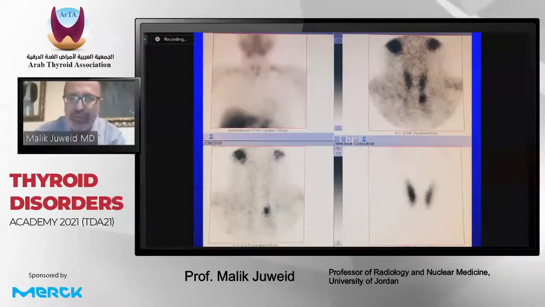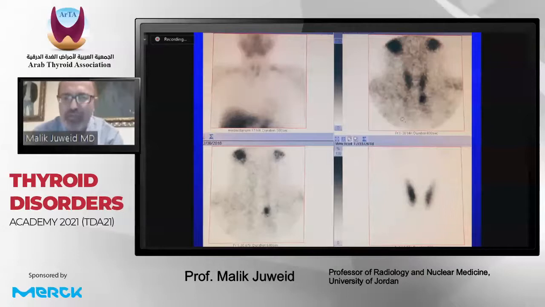So our protocol here is to do an early image at 5 to 10 minutes or 10 to 15 minutes, and then a delayed image at 2 to 4 hours, and then to also do an image of the entire thorax with parallel hole imaging so that we don't overlook an ectopic adenoma, which, as you know, can go from the carotid sheath down to the pericardium. And in many cases, we also do a thyroid scan with pertechnetate for comparison.